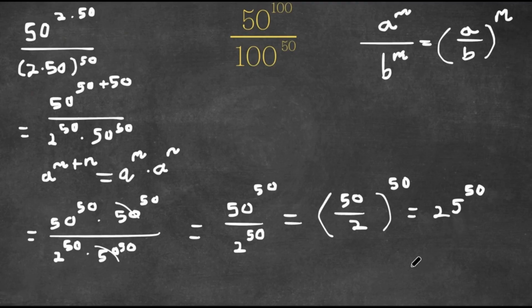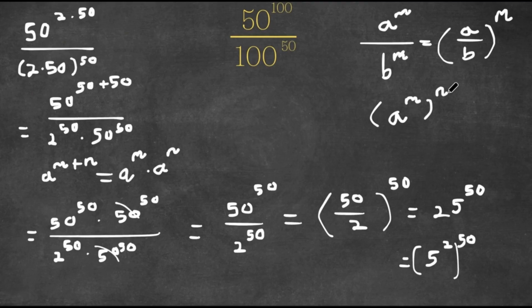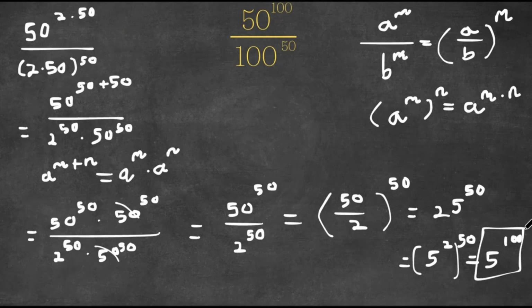Now 25 is the same thing as 5 squared. So this is equal to 5 squared to the power of 50. And if we have something in the form a to the power of m to the power of n, this is equal to a to the power of m times n. So this is going to equal 5 to the power of 2 times 50, which is simply just 5 to the power of 100. So this is our answer.